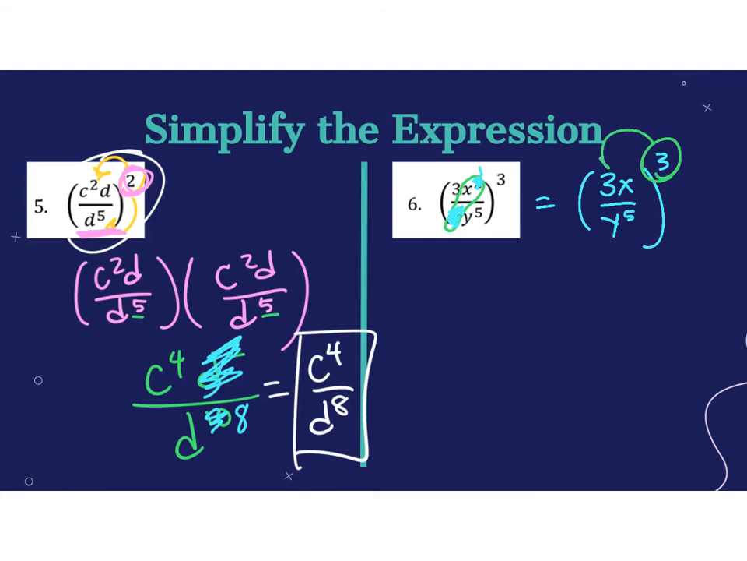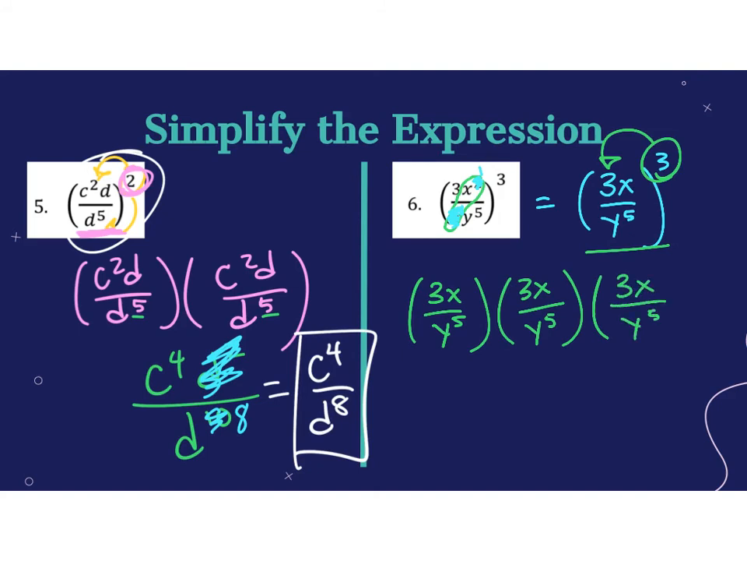So I need 3 of this whole set of parentheses. I have 3x over y to the 5th times 3x over y to the 5th, and then times 3x over y to the 5th again. Now I can put those 3 parts together. So 3 times 3 times 3, that's 3 times 3 is 9, 9 times 3 is 27. So I have 27 on the top. x to the 1st times x to the 1st times x to the 1st is x to the 3rd.